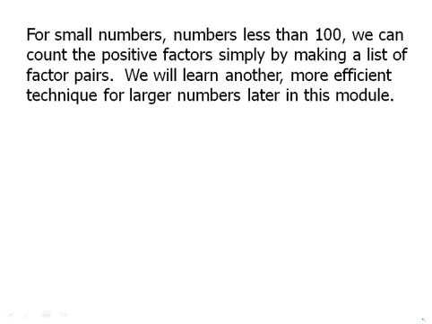Later on in this module, we'll actually talk about an incredibly efficient procedure, and we'll actually use that particular number, 12,600. We'll find the number of factors in it very easily. So don't worry about that now. Just know that for numbers less than 100, you can just make the list of factor pairs.